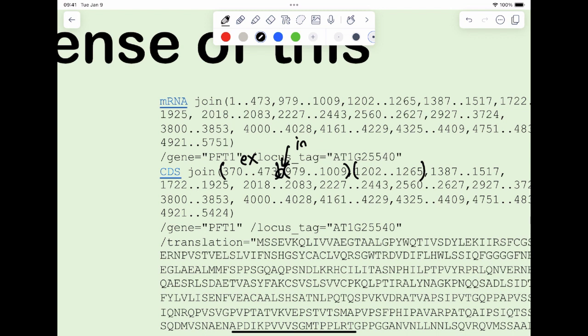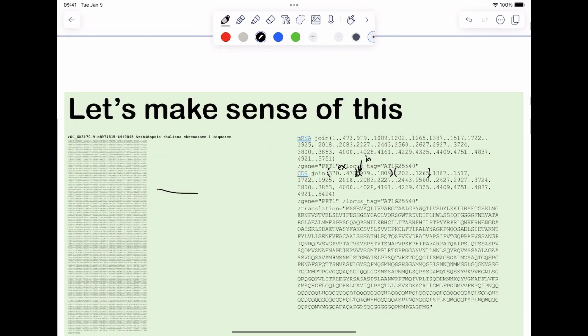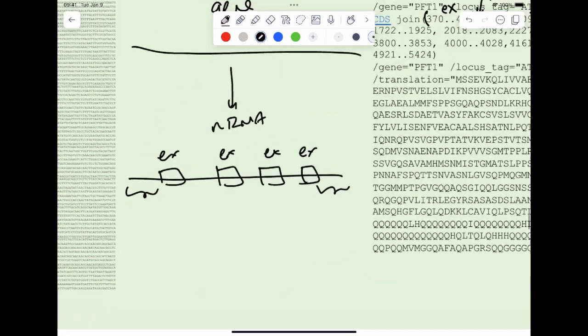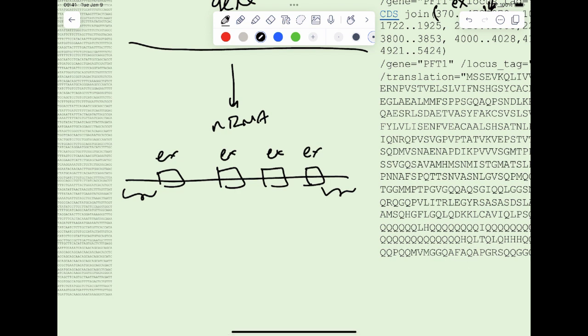Why don't the two match each other? Because it turns out when you have your gene, we turn it into mRNA. Recall that with our exons, we have these chunks out here. We gave them names. Recall what they are at the start and at the end? They're UTRs, untranslated regions. You're going to have a 5' UTR, and you have a 3' UTR.